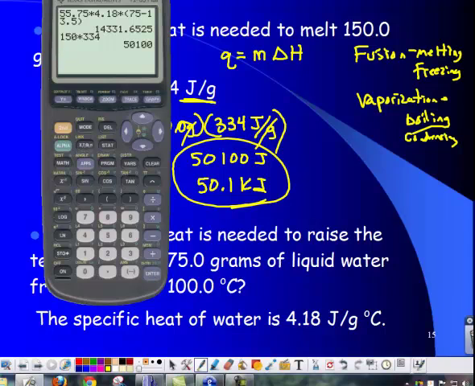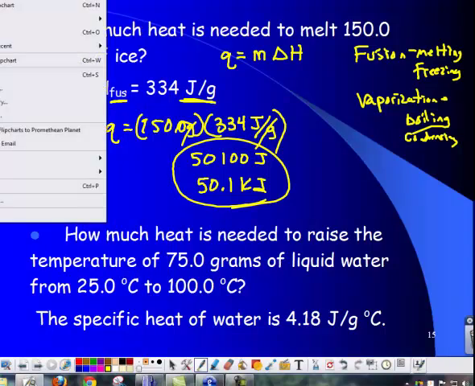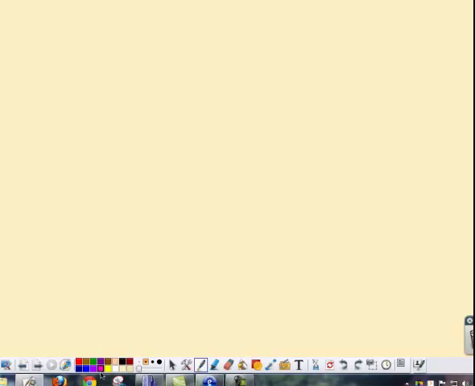All right. Let me do one more. Sometimes it's not explicitly stated that you are changing phase, so let me come up with a new one. For example, let's say you have ice at minus 10 degrees Celsius, and the question says, how much heat do you have to add to change that ice to 50 degrees Celsius?